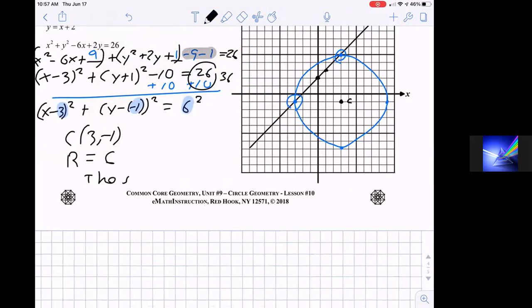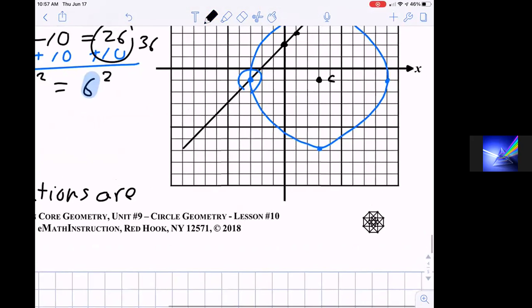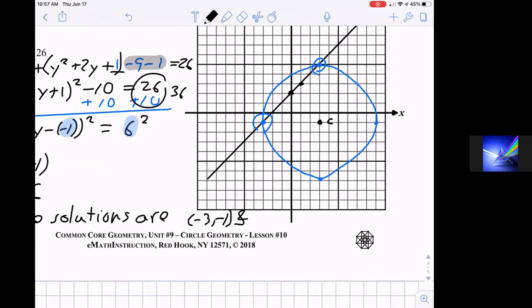Therefore, the solutions are, that first solution down there would be (-3, -1). That's the solution here. And (3, 5). That would be this solution here.